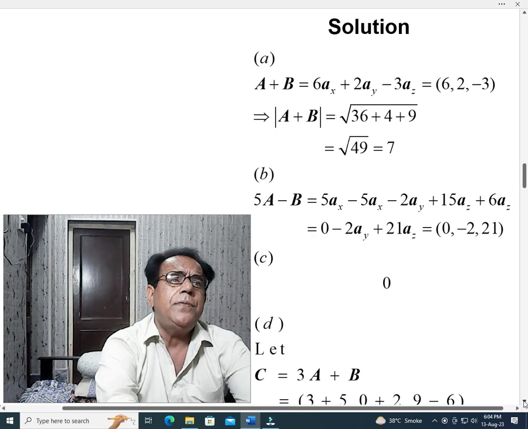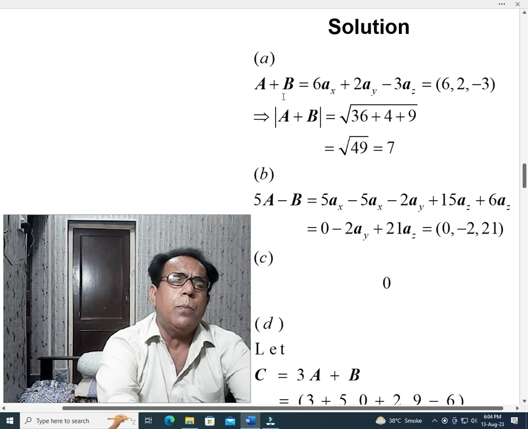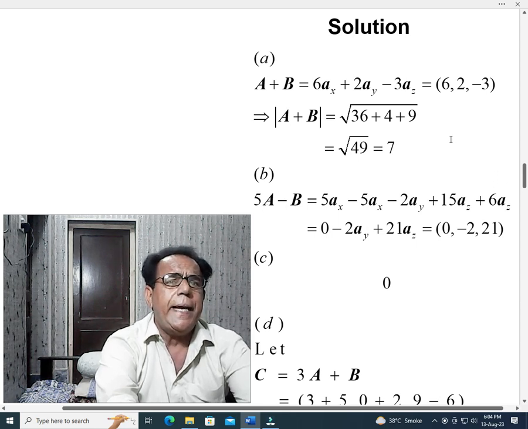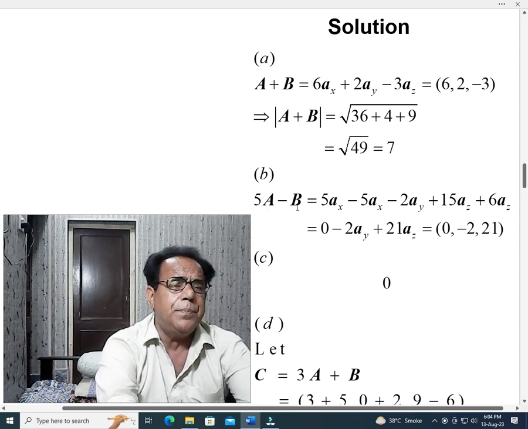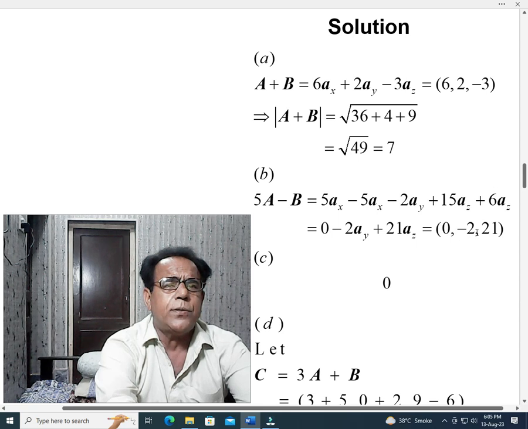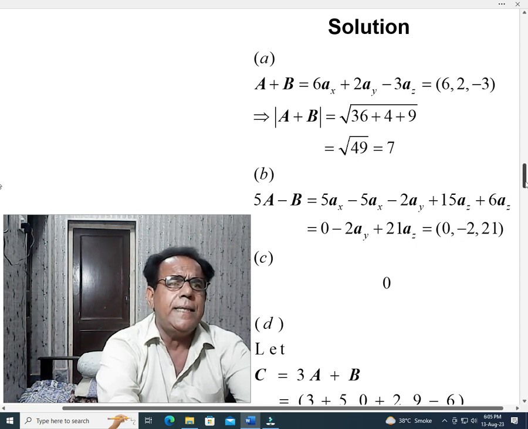Solution. First we will find A plus B, which becomes equal to this. Now we will find the magnitude or modulus value of A plus B, which becomes equal to 7. This was the required value. Now we come to part B, 5A minus B. A is given, we will multiply that with 5 and then subtract B. It will take this form, and it can be written as 0 minus 2 21.